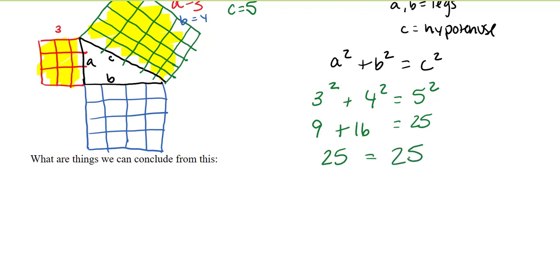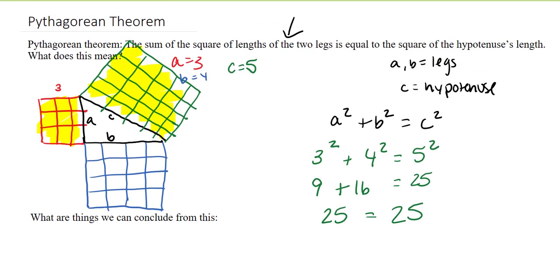So 25 is equal to 25, and we can see that. So what we're saying is that these two areas, based upon the lengths, we just square them and find the areas of those sides, is equal to the area of this length squared. So the square lengths of these two legs is equal to the square of the hypotenuse length. So that's what this means: the legs can be added up to the square of the hypotenuse length, as we call it, not leg.